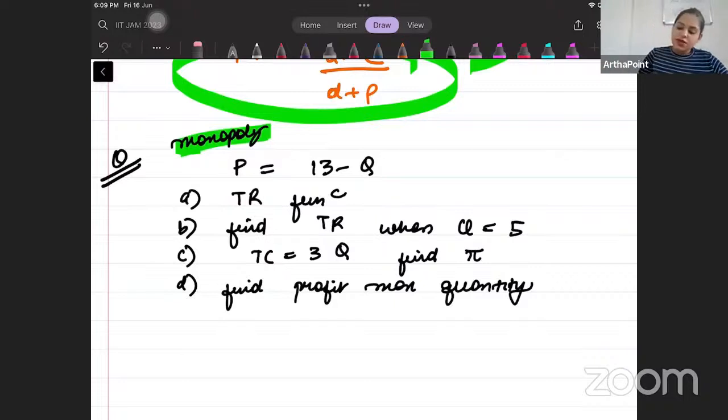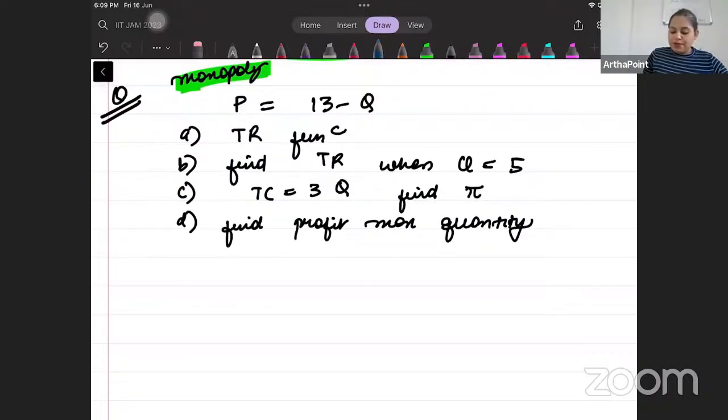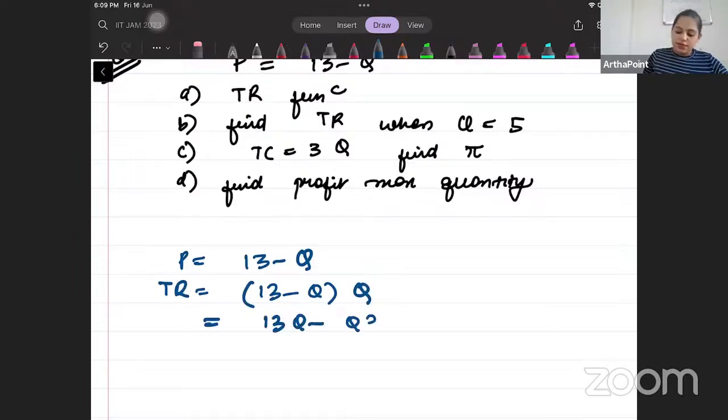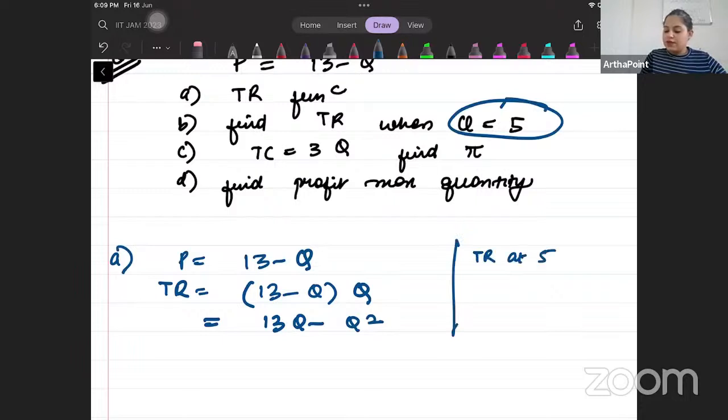Let's solve this. So P is given to us as 13 minus Q, right? And this implies that TR will be 13 minus Q, price into quantity. So total revenue will be 13Q minus Q square. That's the first part. If you're given Q is 5, can you find TR at 5? It will be 13 into 5 minus 5 square, 65 minus 25, 40. Then it says you're given TC as 3Q.